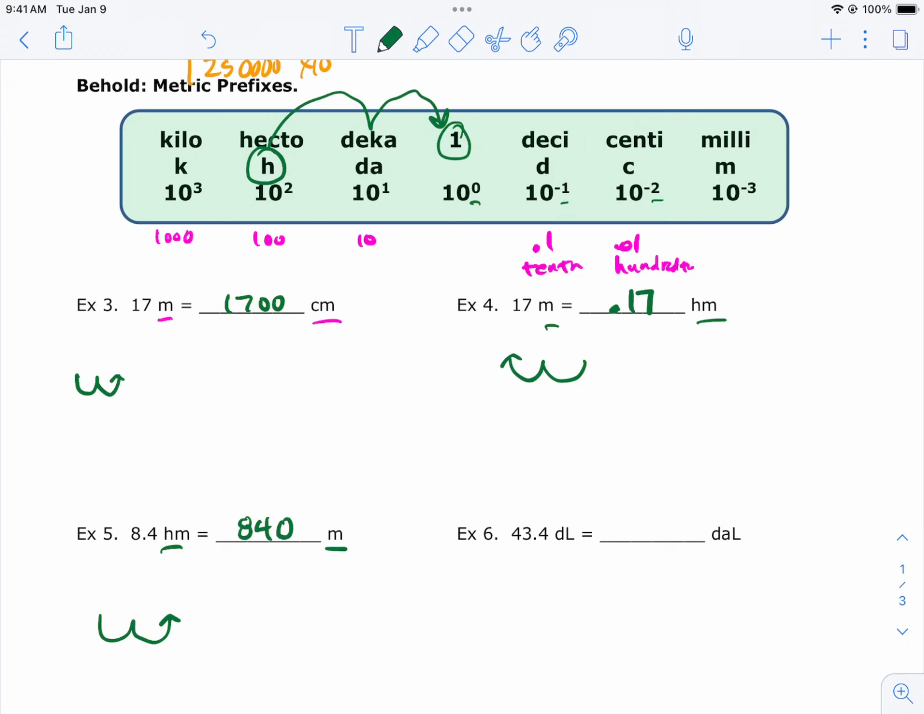And one more. You do this one yourself here. Where are we going? Deci. Where's that? Here. I should erase that. And we're going to, remember the DA is a deca. It's a special one. Deca. So we're going over to here. Start at deci, go over there. Oh, it's 2 to the left. Okay. So it's a 0.434. And I'm going to put the 0 there because it makes me happy.